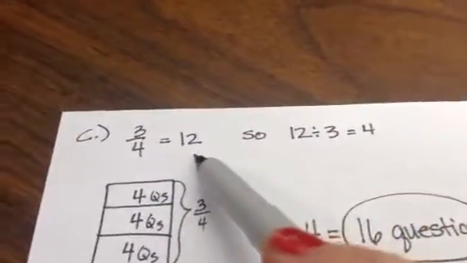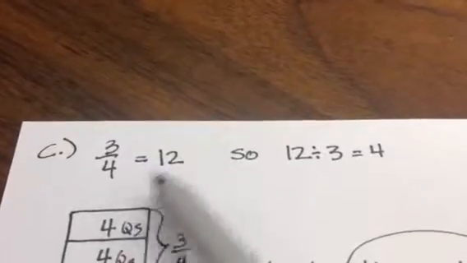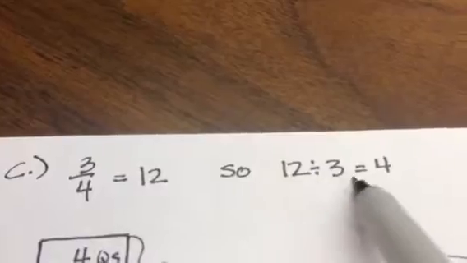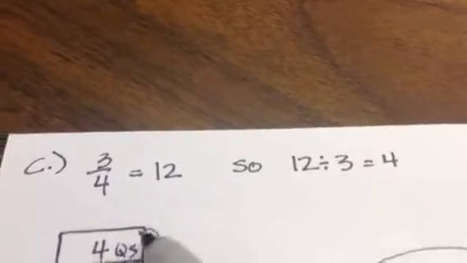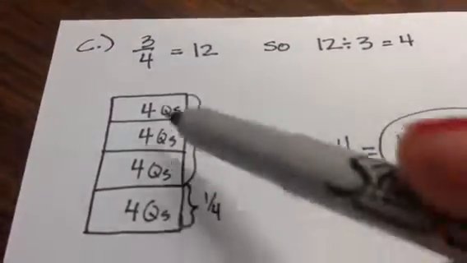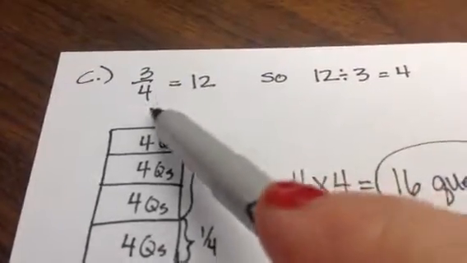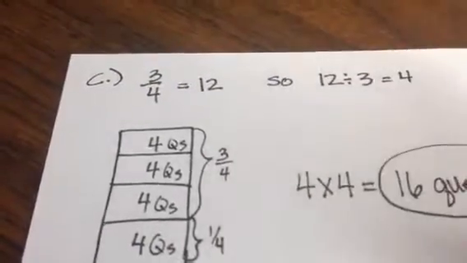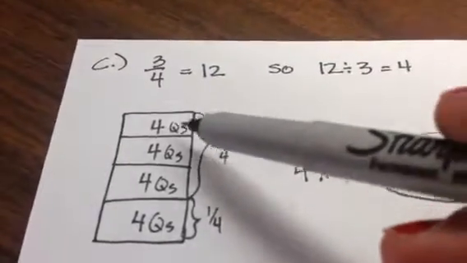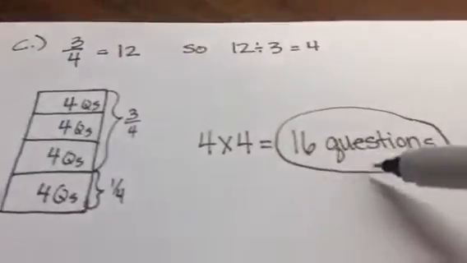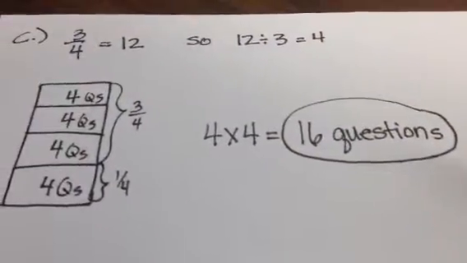3/4 equals 12. Okay, so 3/4 of something is 12. So divide 12 by 3 and you get 4. So I'm going to have my box with 4 sections. This was like he answered 3/4 of the questions correctly. How many questions were there altogether? So I got 4 questions, 4 questions, 4 questions, 4 questions. So I just take 4 times 4. There were 16 questions altogether.